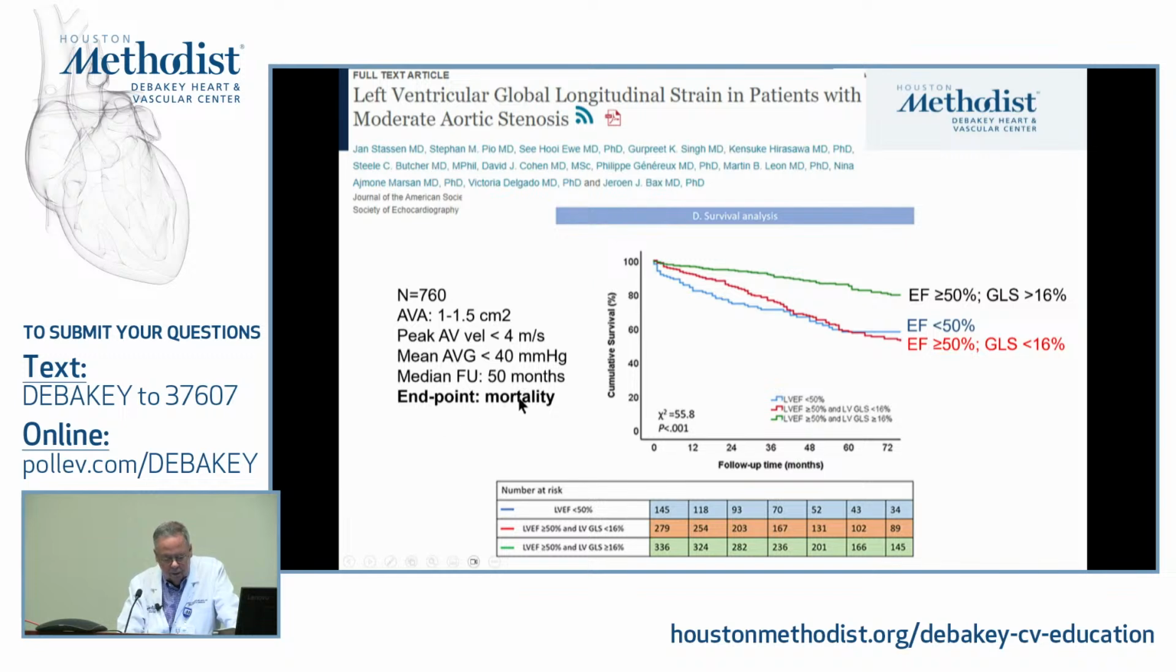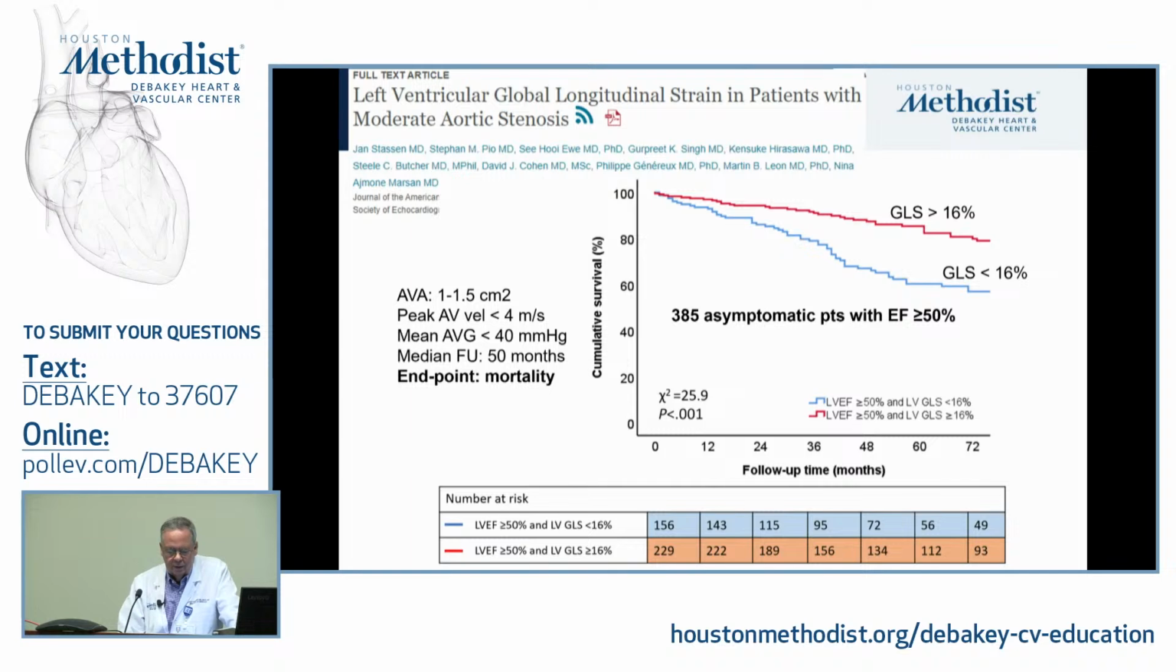Endpoint mortality. Simple endpoint. Nobody can argue with that one. EF greater than 50, GLS better than 16, the best curve. EF less than 50 or greater than 50 with a GLS that was less than 16, different, much worse curves. These people didn't have severe AS. They were moderate.